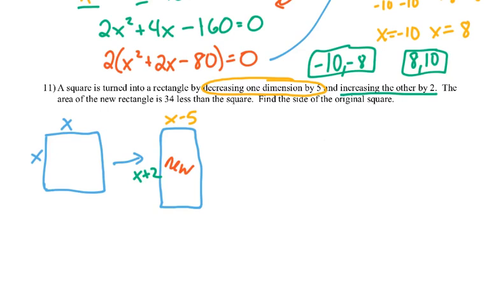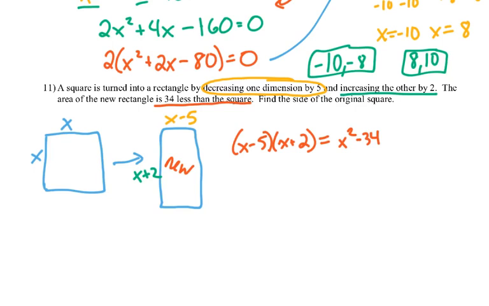Then it says the area of the new rectangle. So this is our new rectangle. So the area of that would be to take the x minus 5 and multiply it by the x plus 2. So that's the area of our new rectangle. That is 34 less than the square. So is usually means equals. That area is 34 less than the square. So less than means the 34 comes at the back, so it's going to be x squared minus 34. Setting up this equation is mega difficult, but if you can take it piece by piece, you can get there.